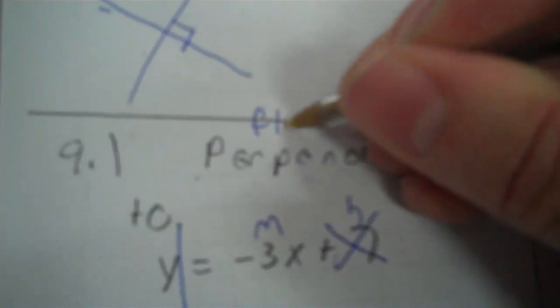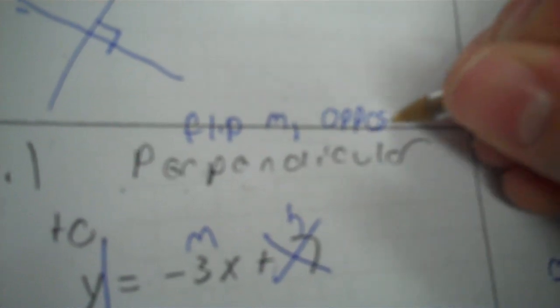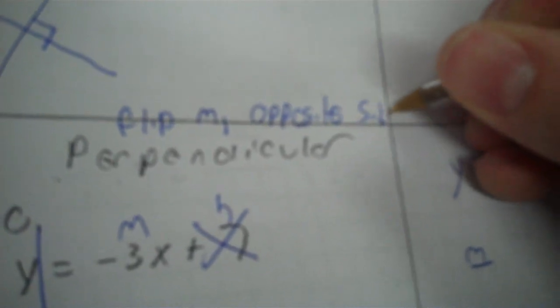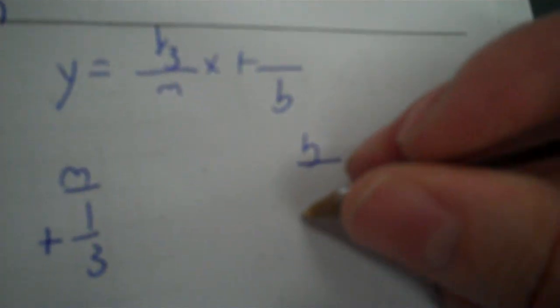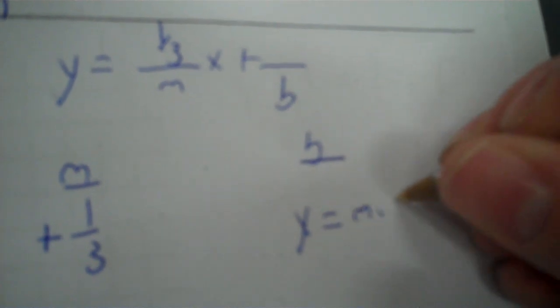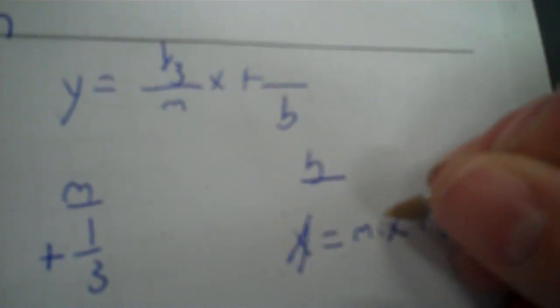Perpendicular, you flip the M, and you have to make it the opposite sign. Flip means make it into a fraction, put it over 1 down here, and then flip it to 1 over 3. Now, you also have to make it the opposite sign. If that M is negative, well then mine has to be positive. Conversely, if that would have been positive, mine would have been negative. So M is 1/3.